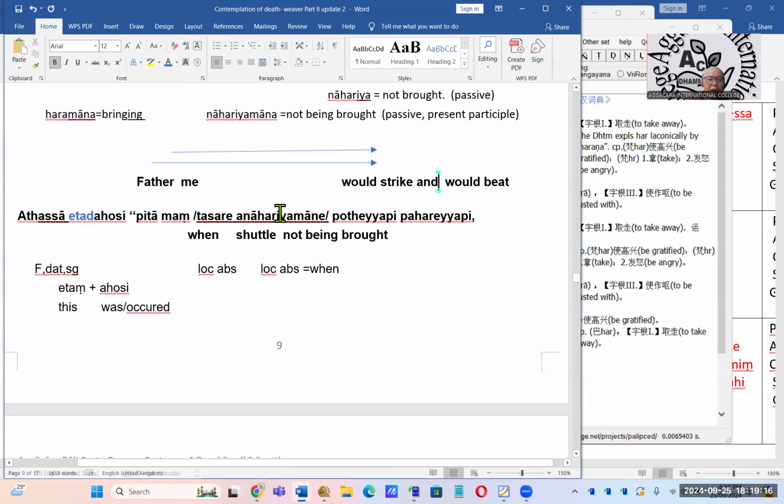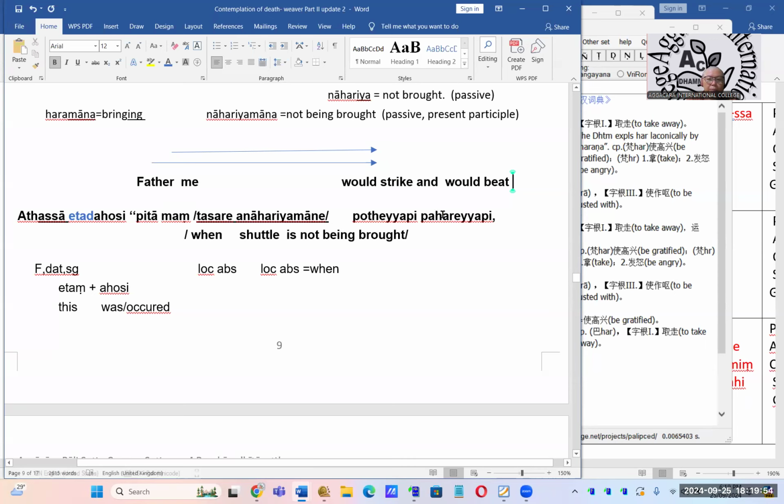Tasare ana hariyamane. So you take it as this is the one, to indicate this one, all right? So it's a separate clause by itself to indicate the timing. That's why we call it locative, for those who learn the advanced grammar. So when the shutter is not being bought by me, so you can put 'by me'. So my father, subject here, me is the object, would strike and would beat me.